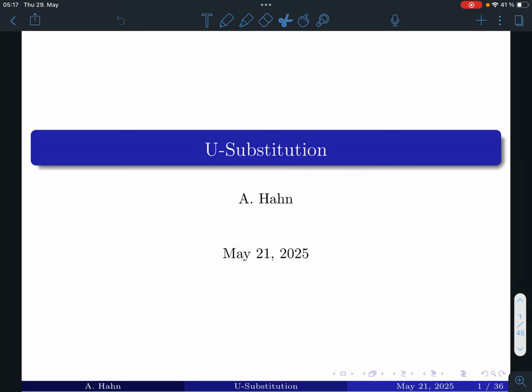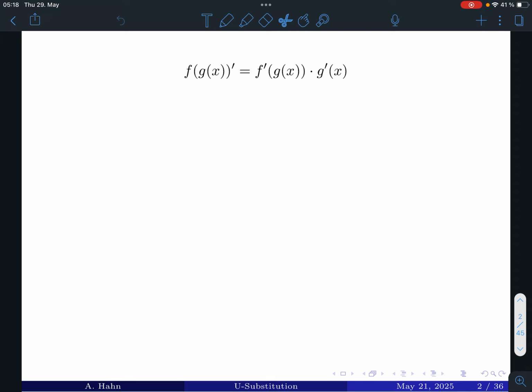Hello, welcome. So today I'm going to be talking about U-substitution in calculus. The idea of U-substitution actually comes from the chain rule. U-substitution is the chain rule in reverse, and we'll talk about that right now.